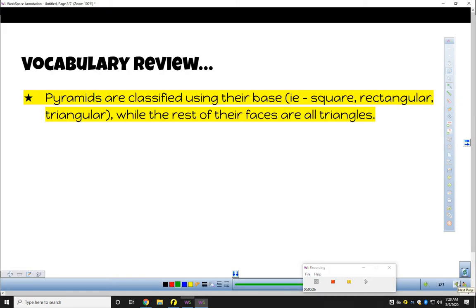So just a little bit of vocabulary review, right? Pyramids are classified using their base. So the flat face on the bottom, right? Could be a square, could be a rectangle, could be a triangle, right? Could be any polygon shape that we know. And then surface area, as a reminder, is the amount of wrapping paper, for example, it would take to cover the outside of this figure with no overlapping at all.